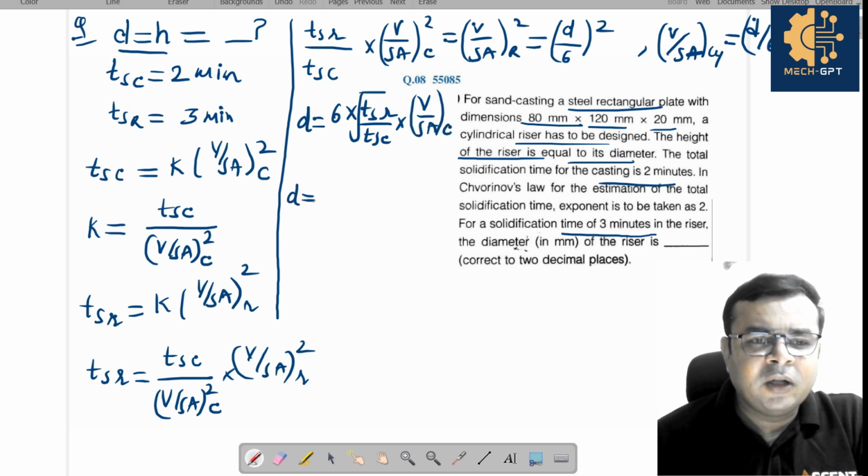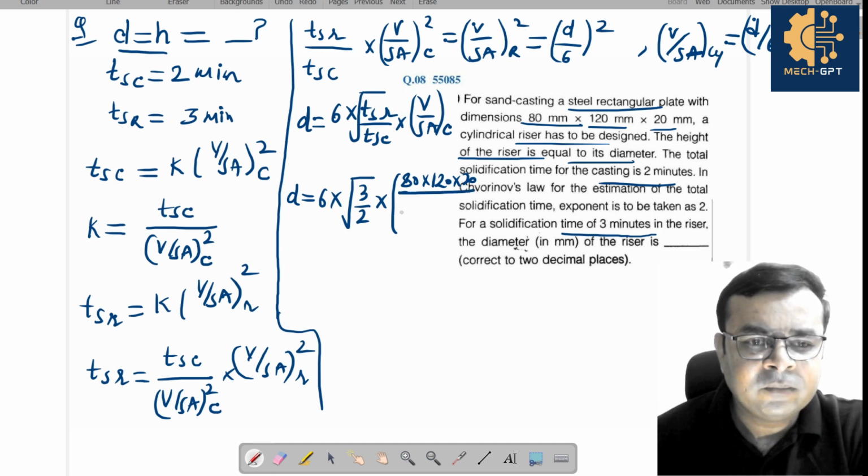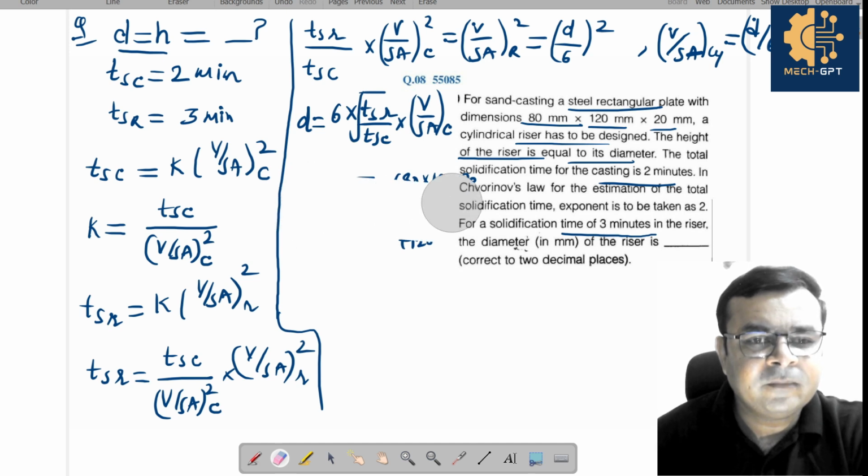Now if we put all the values in this expression, we get 6 times the square root of 3 by 2 into the volume of casting. So can I say this is 80 into 120 into 20 over 2 times the surface area, that is 80 into 120 plus 120. So simply can I write this expression here?